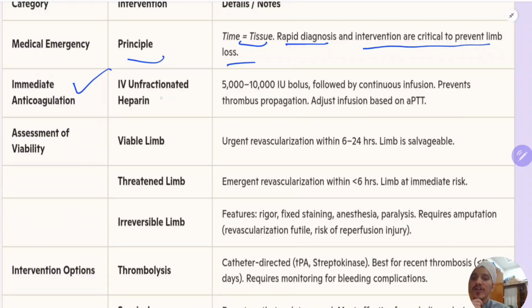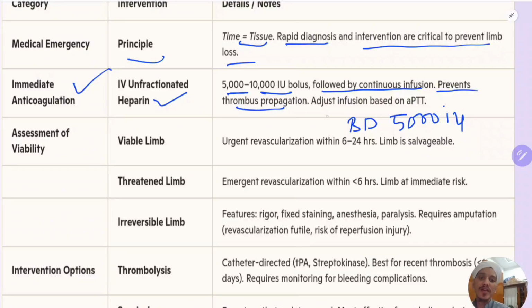Immediate anticoagulation. So what will you do? You give IV unfractionated heparin, 5,000 to 10,000 IV bolus, followed by continuous infusion. Or if continuous infusion is not possible, you give it in BD dose. In BD dose you can give 5,000 international units. This prevents thrombus propagation. Adjust infusion based on APTT, activated partial thromboplastin time. So you should monitor according to APTT.